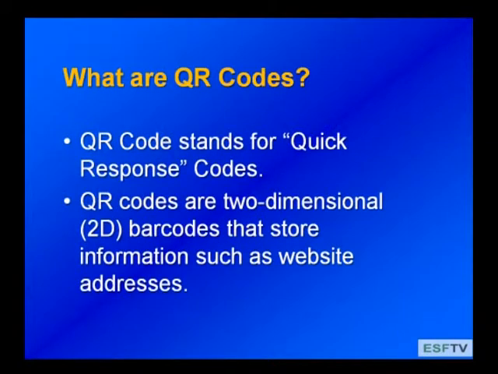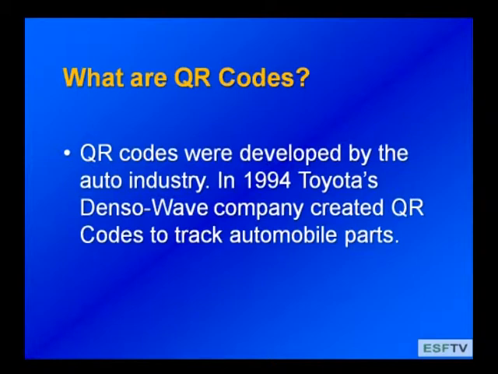QR code stands for Quick Response Code. QR codes are essentially two-dimensional barcodes that store information such as website addresses. QR codes were developed by the auto industry. In 1994, Toyota's Denso Wave Company created QR codes to track automobile parts.